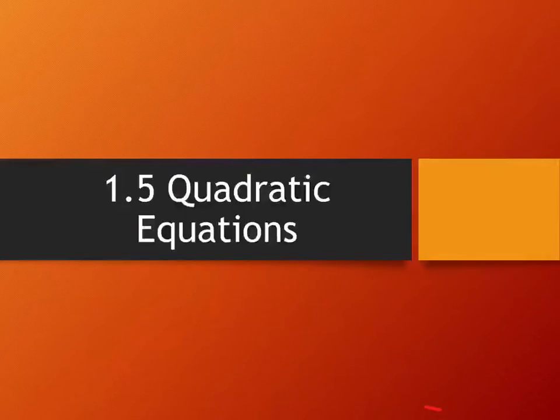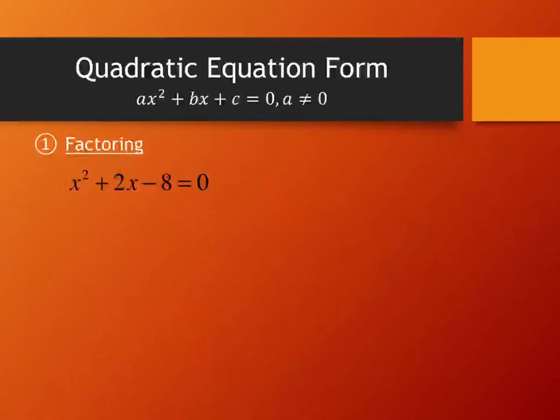So section 1.4, we talked about linear equations. So we're going to change our focus in this section. We're going to be looking at quadratic equations. Quadratic equations have a basic form or a standard form as well. And its form is ax squared plus bx plus c equals 0.